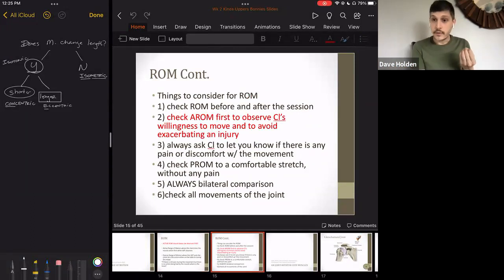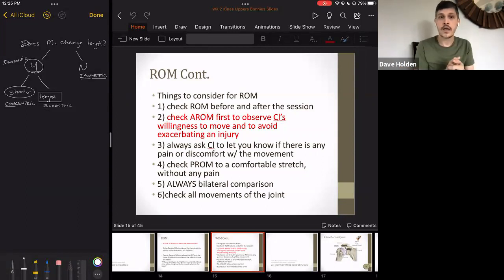So some things to consider about range of motion. Doing massage loosens up the muscles. And if they are not so tight, they won't restrict movement as much. So you want to assess before the massage and after the massage. Again, hoping you see an improvement after the massage.